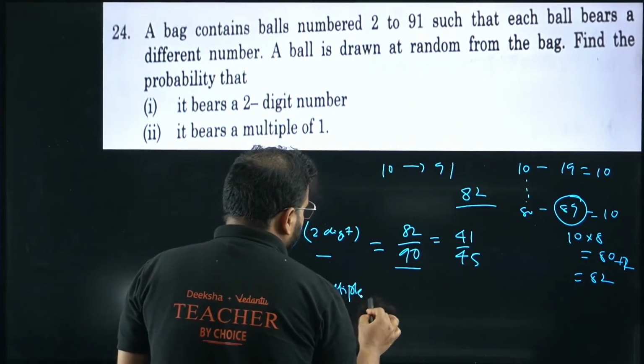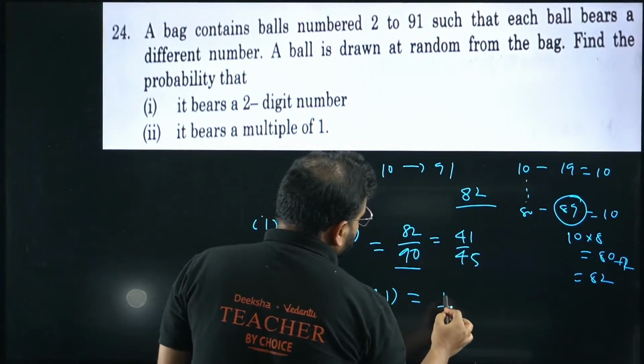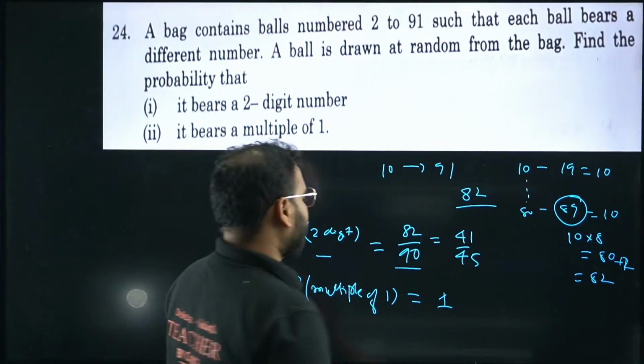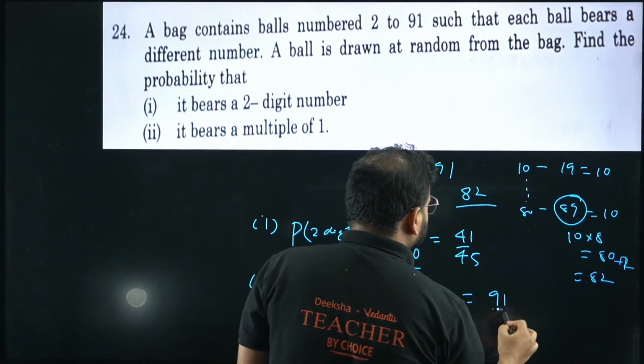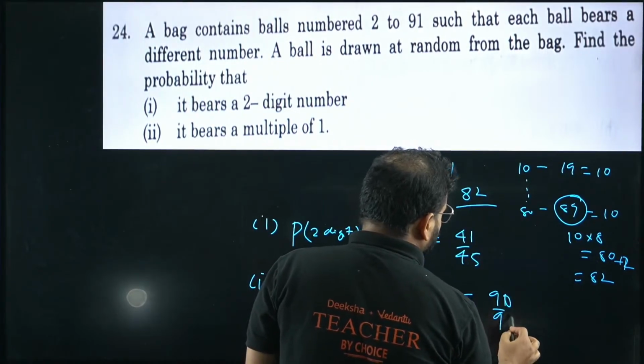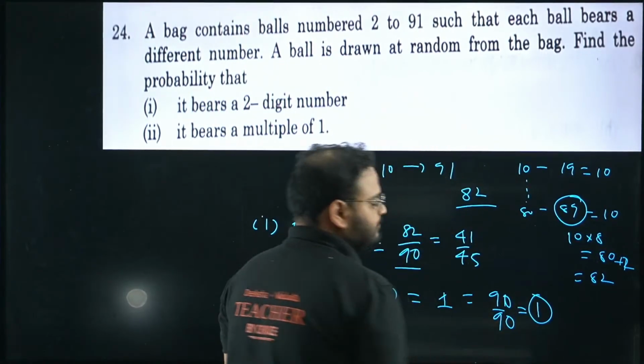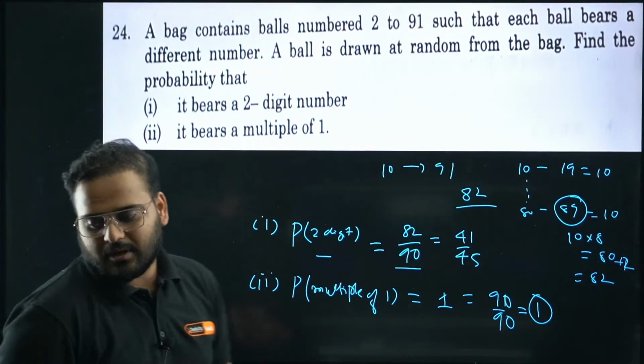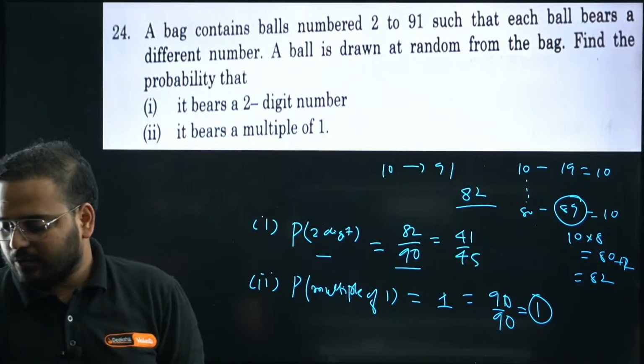Multiple of 1. The answer is simply 1. All the numbers will be multiples of 1, right? So basically 90 by 90, so 1. The answer is 1, sir. All numbers will be a multiple of 1 only. Okay, please check. So this is done.